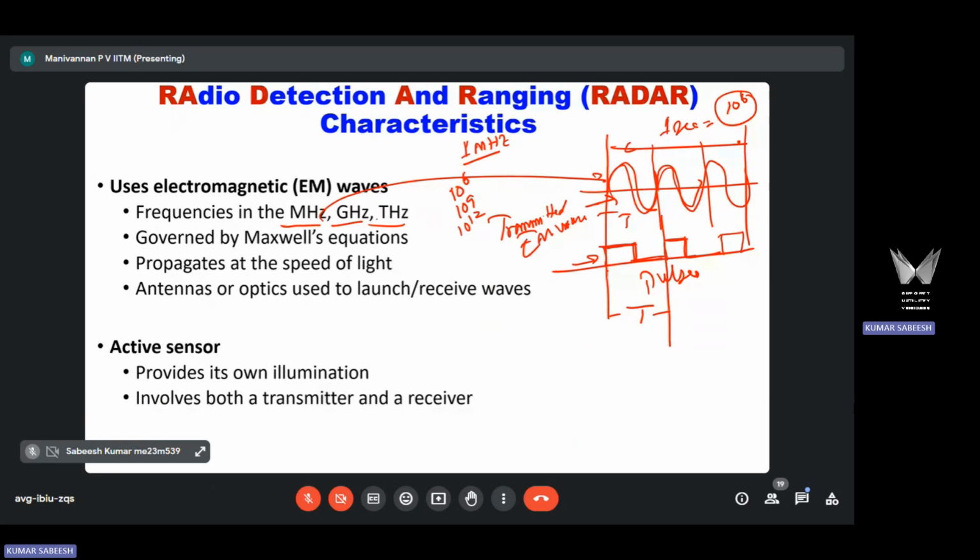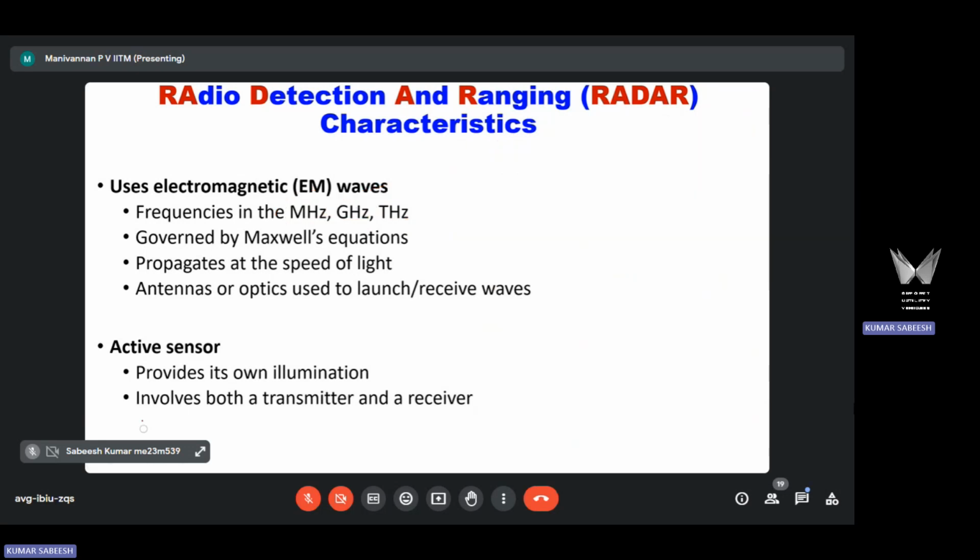Okay. We will see why there are different ones. There is a reason, which we will see when we talk about the radar, in a subsequent slide. So radar can generate electromagnetic waves in megahertz, gigahertz, or terahertz. It can generate them depending upon requirement. We will see what it is later.